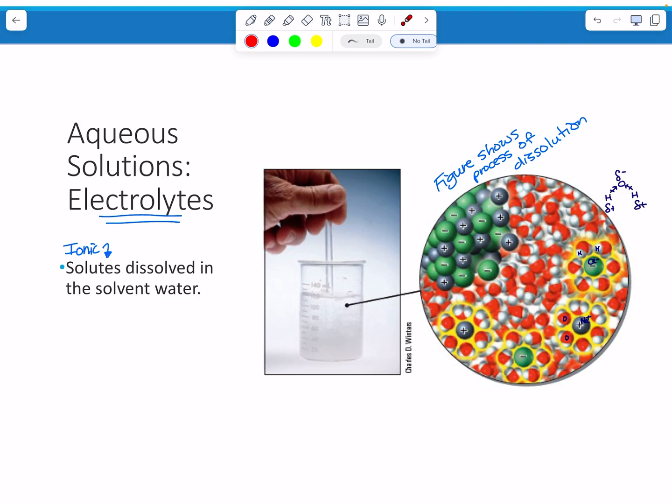So let's talk now for a second about why we call them electrolytes. We call them electrolytes because when they are dissolved in water, they can help conduct electricity. They conduct electricity when dissolved in water. So can anybody here tell me what electricity is?